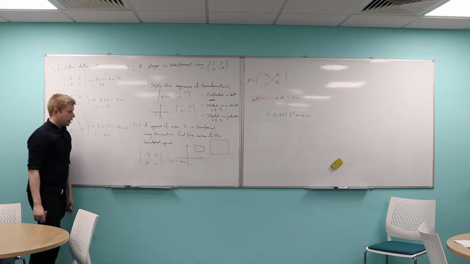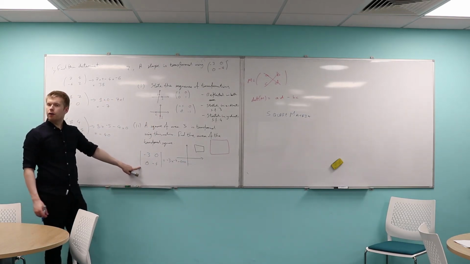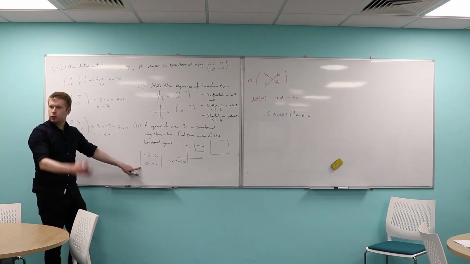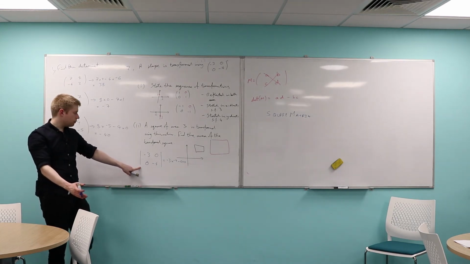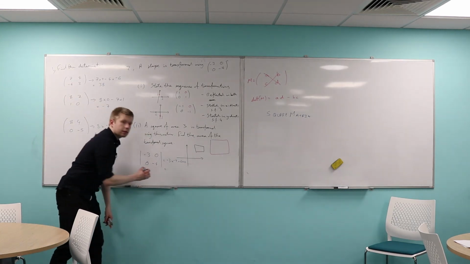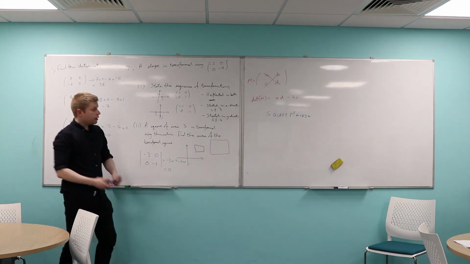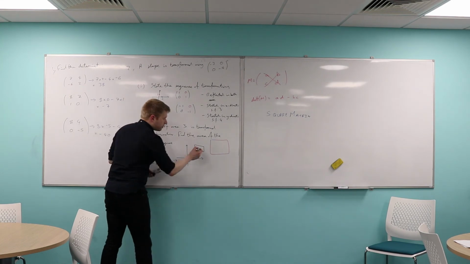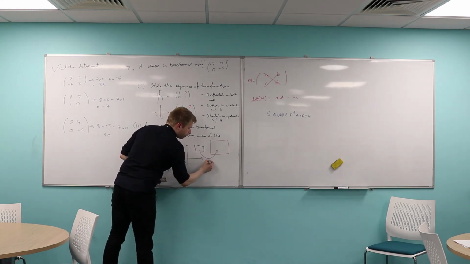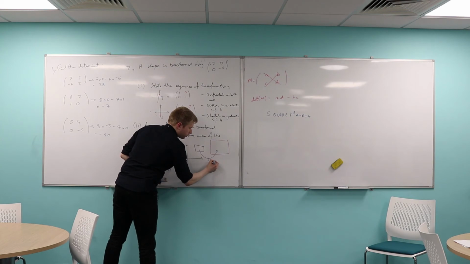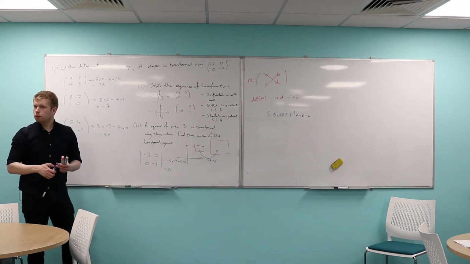Times 0, perfect, okay? You're happy that that's an equivalent way of writing the determinant of a matrix, like absolute value signs, straight lines, yeah? Okay, so what does this come out as? 12, perfect. So that tells me that this area has been enlarged by a scale factor of 12. You happy with that? Yeah?